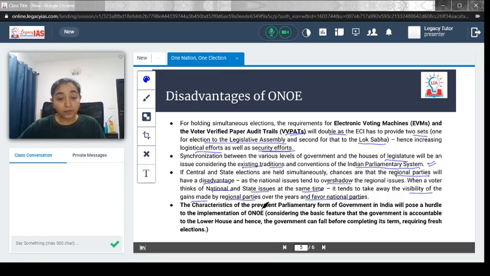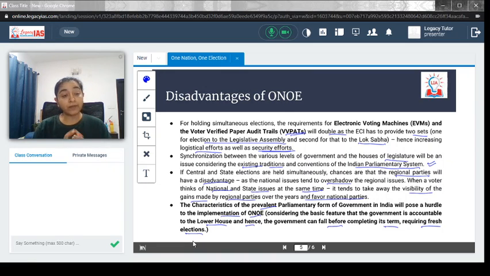The characteristics of the prevalent parliamentary form of government in India will pose a hurdle to the implementation of one nation, one election. Considering the basic feature that the government is accountable to the lower house, the government can fall before completing its term, requiring fresh elections. It's not that after changing every kind of system existing today, you would be able to conduct a simultaneous election. The present parliamentary form of government means the executive needs to be responsible to the legislature, so a no confidence vote could be passed against them in the parliament, which could lead to dissolution. What will happen then? Similar things could happen in the state assembly.